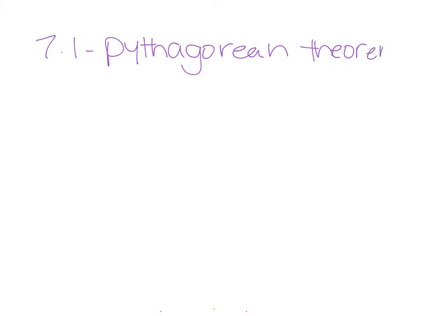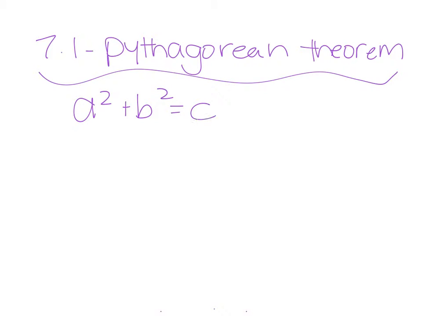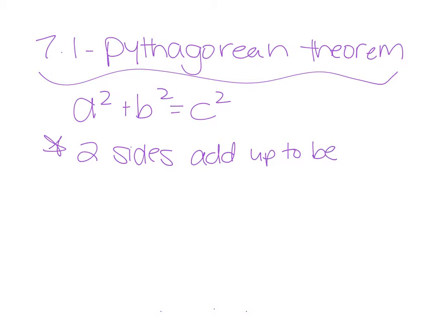7.1, which was the Pythagorean theorem, which is a squared plus b squared equals c squared. Hopefully most of you have mastered this one by now. One of the things you want to make sure you check is that two sides add up to be greater than the third. If that is not the case, then you have no triangle to start with.